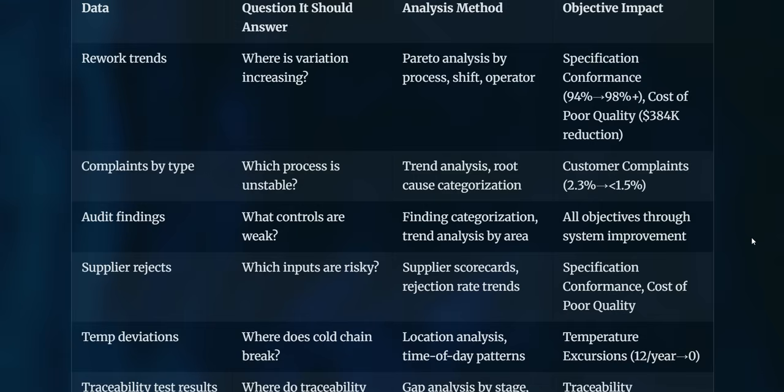The other data is temperature deviation data. And the question it should answer is where does the cold chain break? Analysis methods for temperature deviation data include location analysis and time of day patterns. Objective impact of temperature deviation data includes temperature excursion elimination.